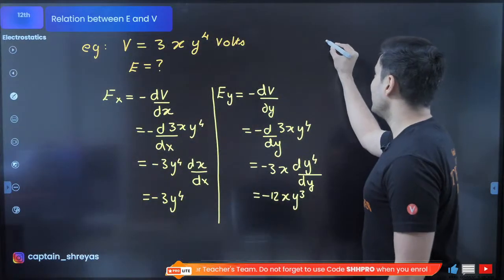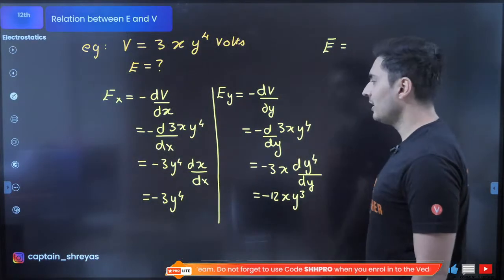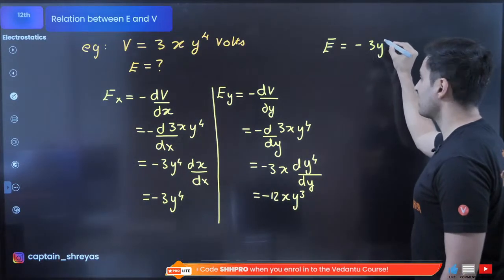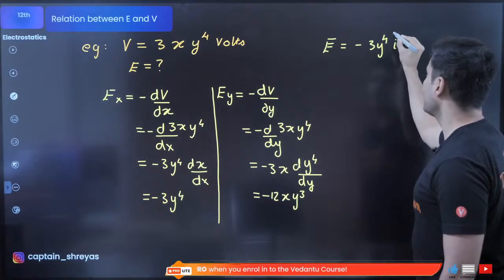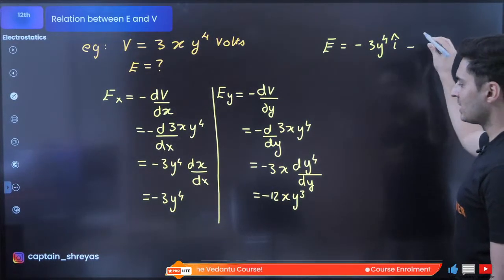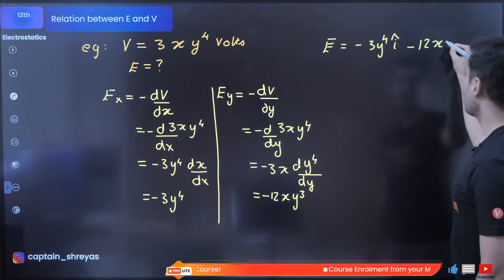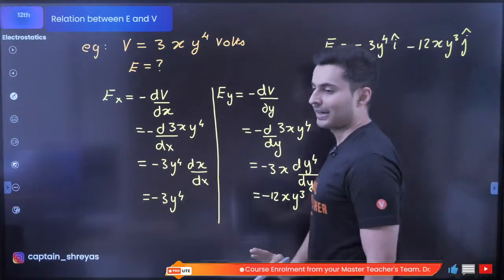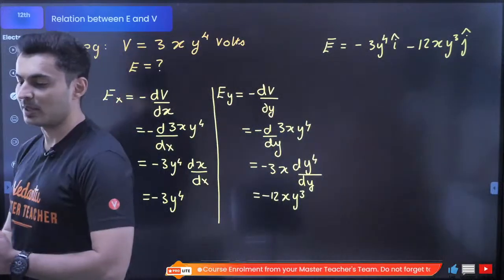So now, what will be the net electric field? It will be this component, which is minus 3y raised to 4 i cap, and this will be the y component, so minus 12x y cube j cap. This is your final electric field vector. This is how it is going to be.